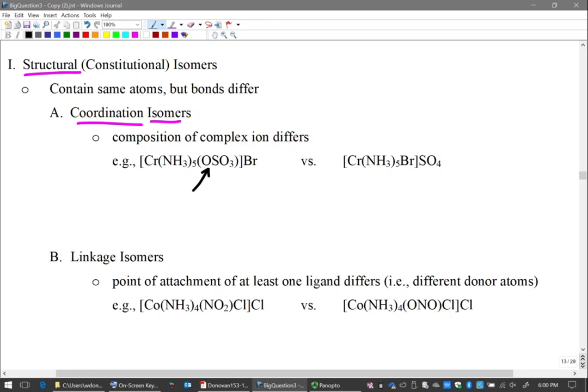Bromide ion is a ligand. What's this species here? OSO3. Turns out that is a sulfate ion.